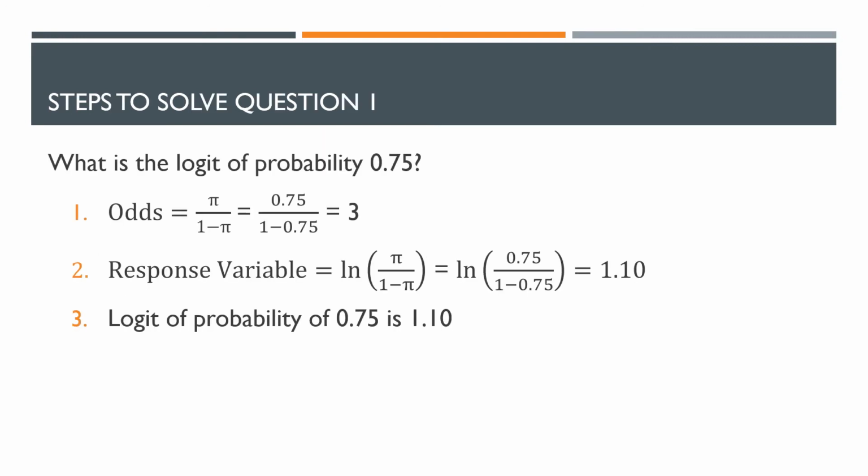So how do we solve question 1, which is the Logit of the probability of 0.75? First, we need to determine what the odds are. In this case, we need to use the equation pi divided by 1 minus pi, and pi would be our number of 0.75, so that our odds is 3. And then our response variable is just the natural log of 3, which is 1.10. And the answer would be the Logit of probability 0.75 is 1.10.